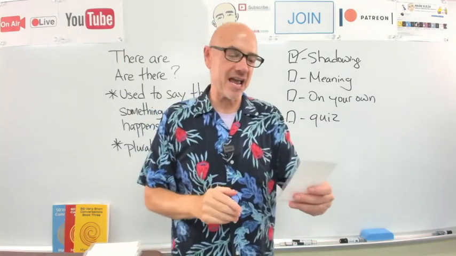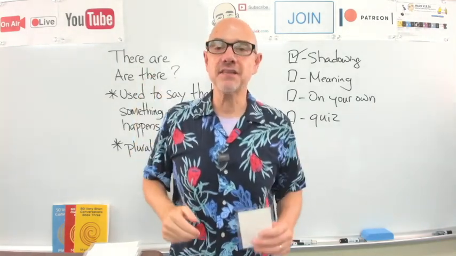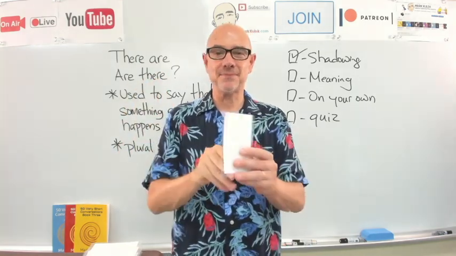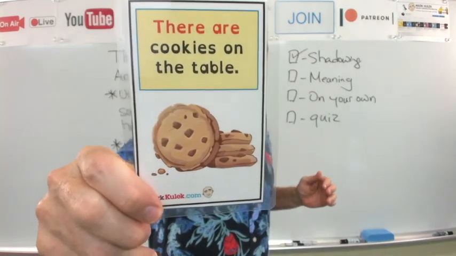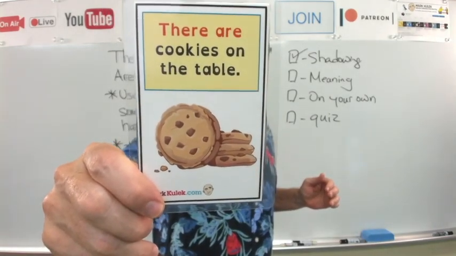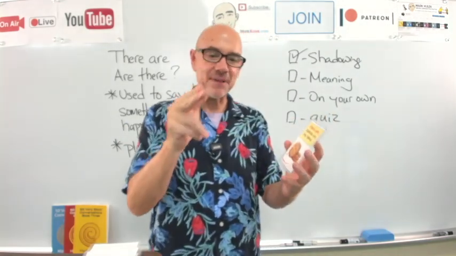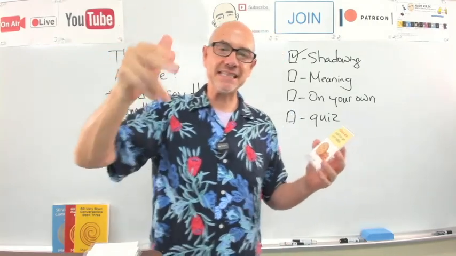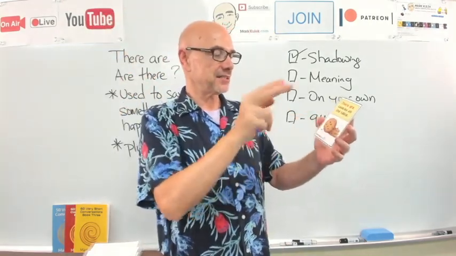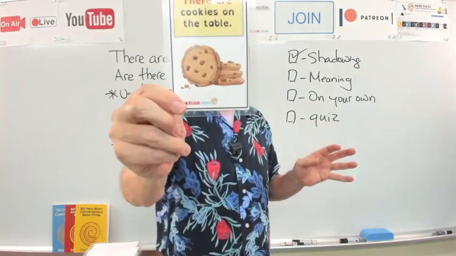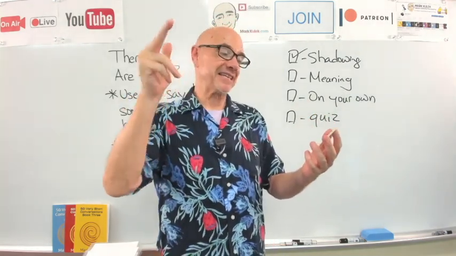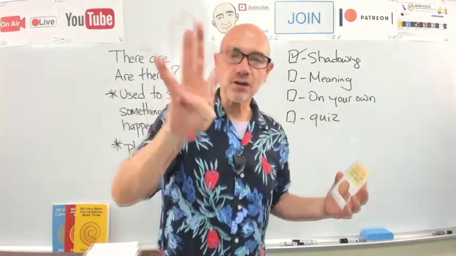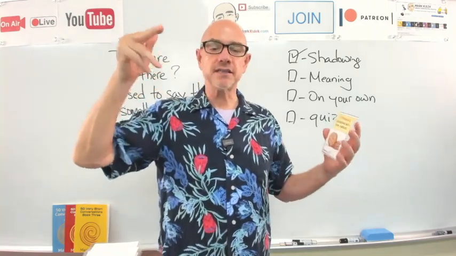All right, here we go. Number eight. There are cookies on the table. Here we're making a statement. Cookies exist. They are there. We can see them. We can touch them. There are cookies on the table. More than one. If you wanted one, you would say there is a cookie on the table. But there are one, two, three, four cookies. So we have to say there are cookies on the table.